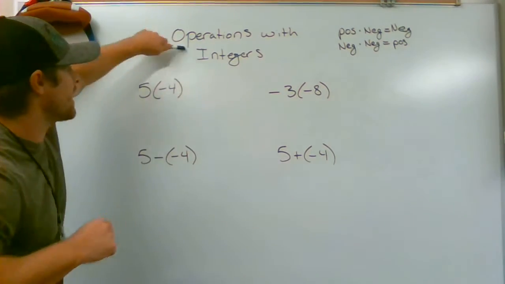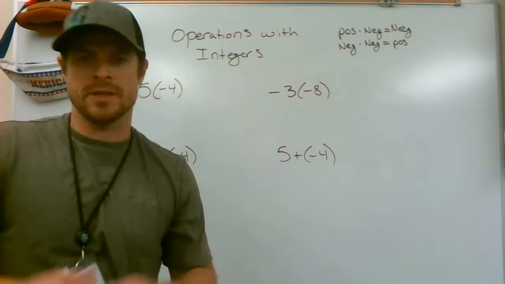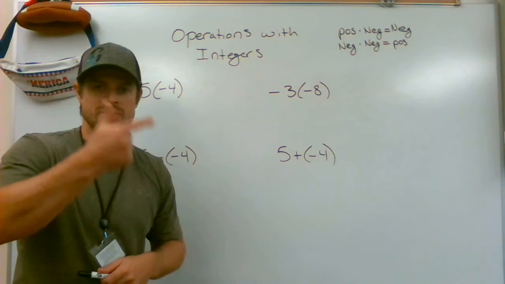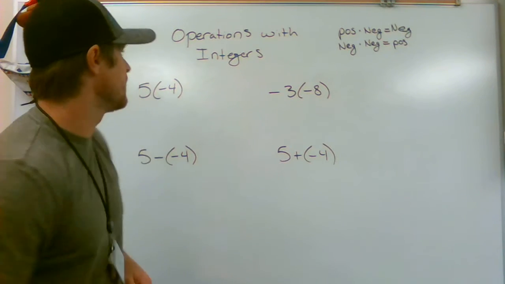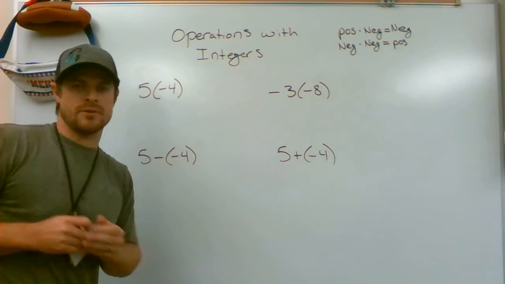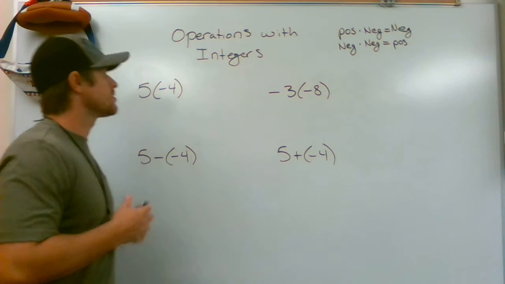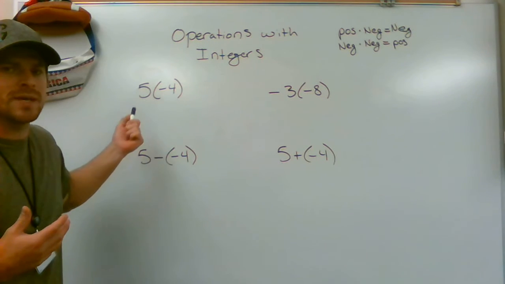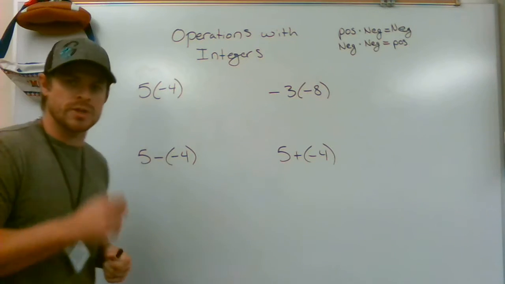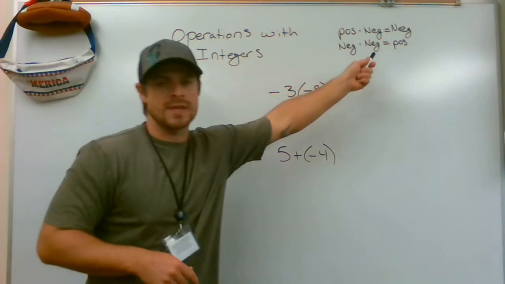We're going to learn how to operate with integers: the operations of math, addition, subtraction, multiplication, and division, with integers, negative values. We have both positive and negative values. That's what an integer is. So how do we work with those numbers when we have positives and negatives? There are some tricks, things you need to know, some rules that will apply.